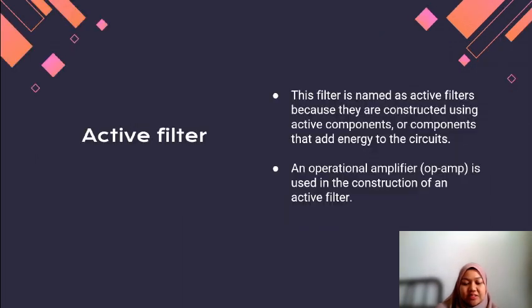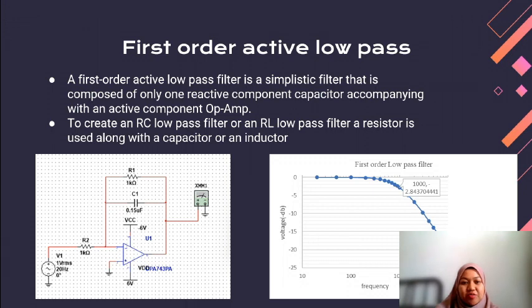Next is the active filter. The filter is named an active filter because it is constructed using active components, or components that add energy. In filters, the most commonly used active component is the operational amplifier, or we call it the op-amp. A first order active low pass filter is basically a filter composed of only one reactive component, a capacitor, accompanied with an active component, the op-amp. This is an example circuit and the graph for the first order.